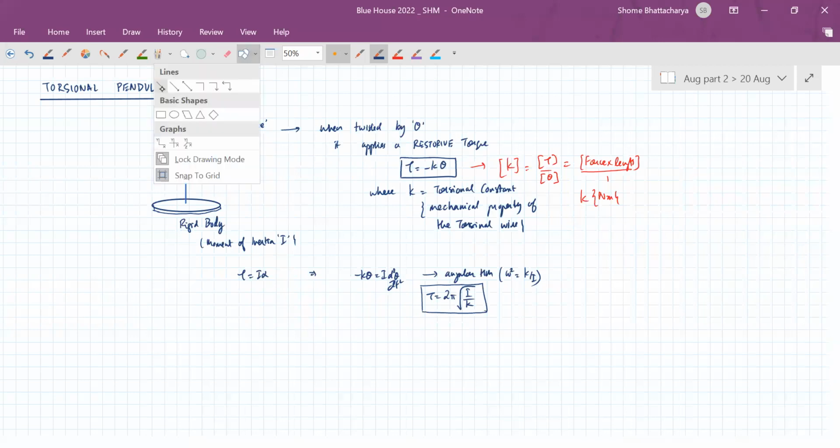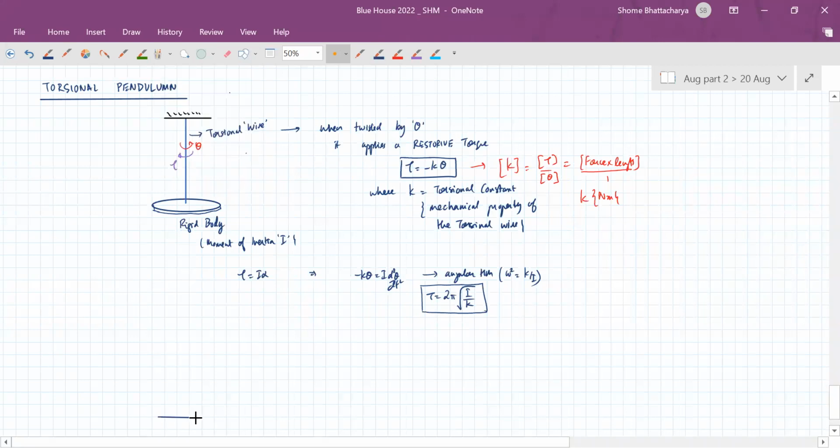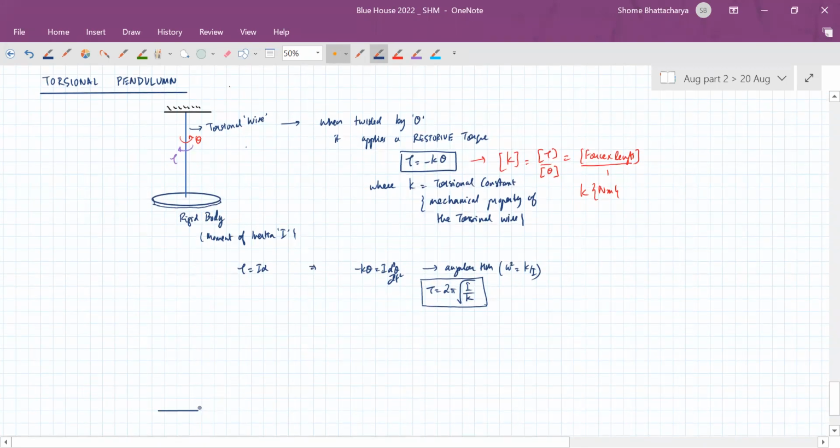So now, for example, very standard type of question. If we have a dumbbell shaped object, which consists of a massless rod of length L and two identical particles of mass m each. Now this is suspended from the midpoint using a torsional wire which has a given torsional constant.